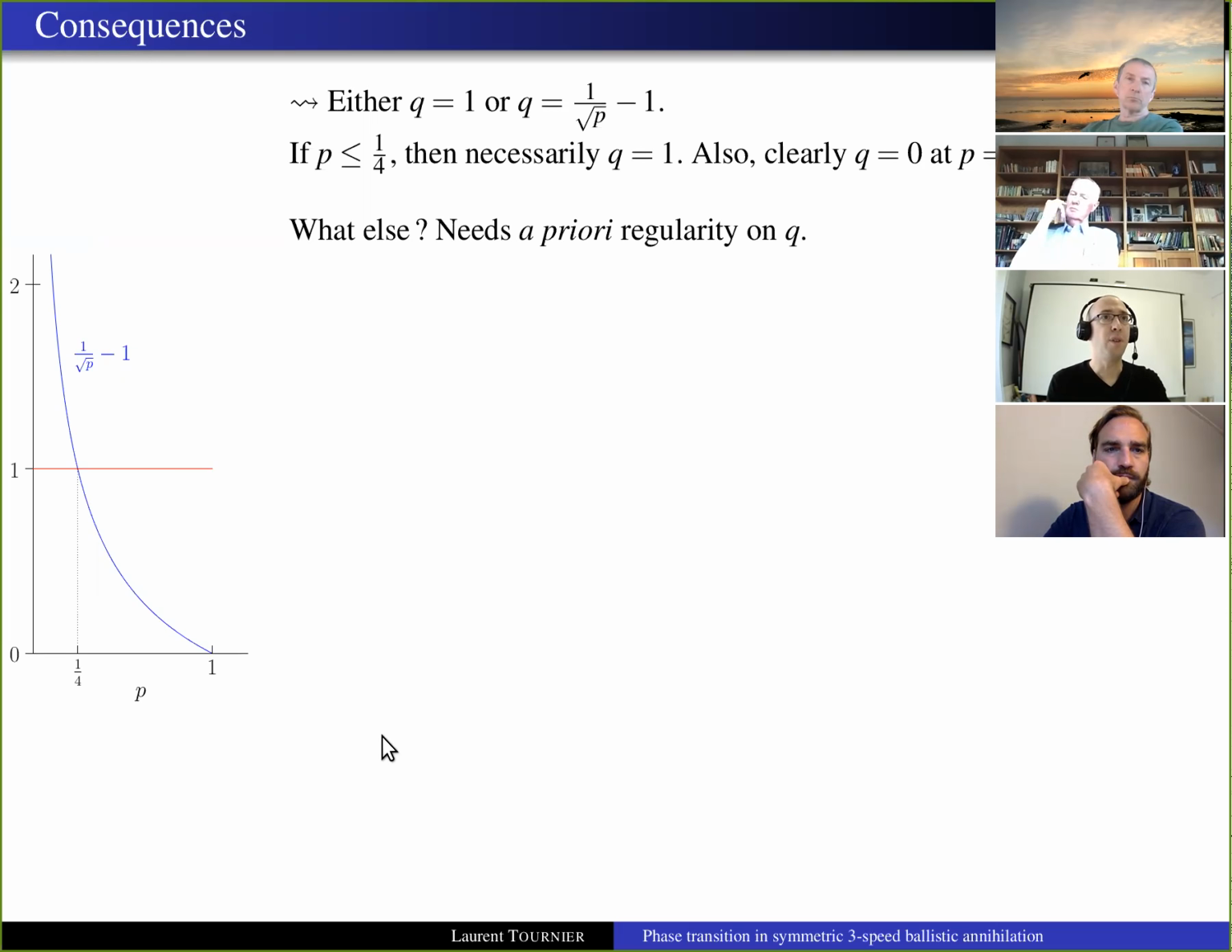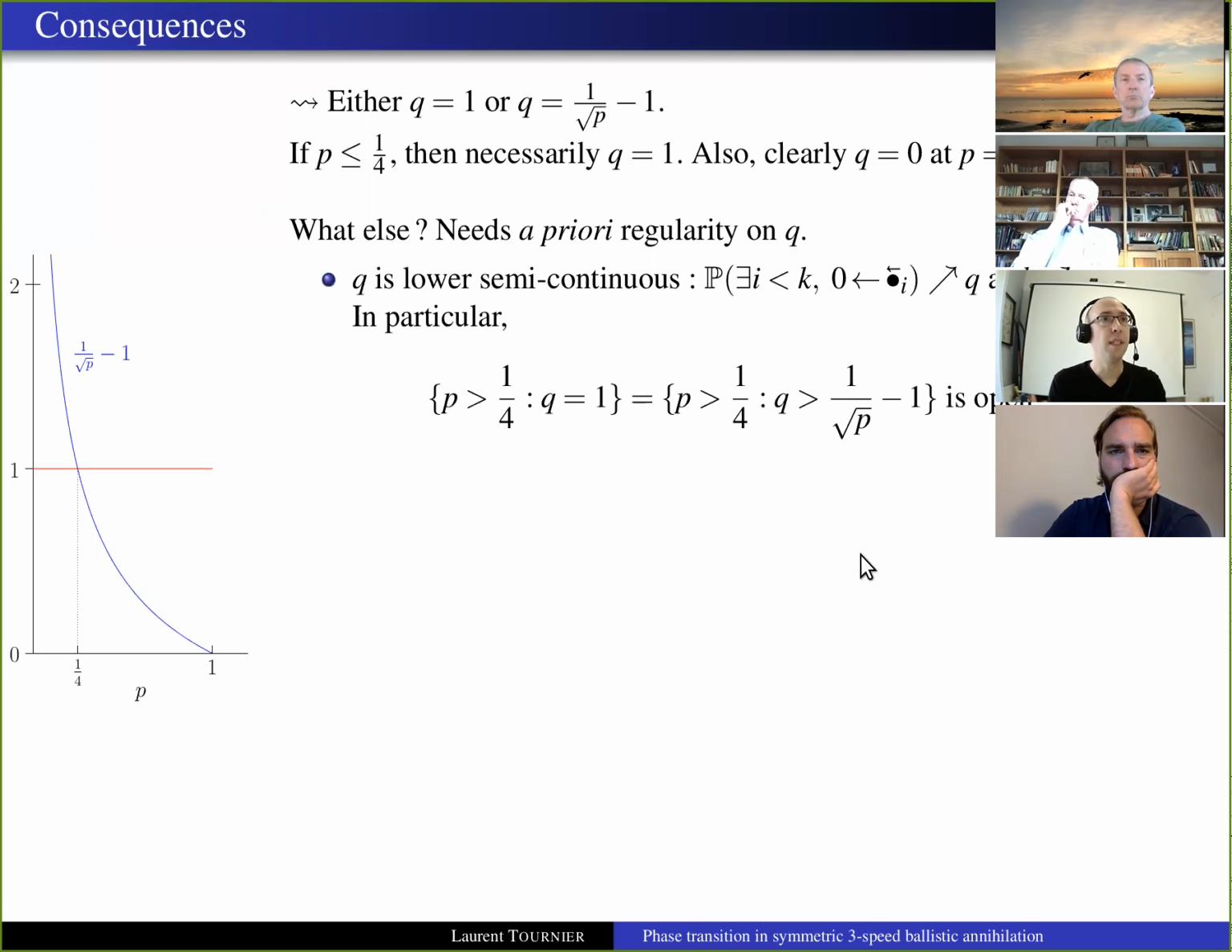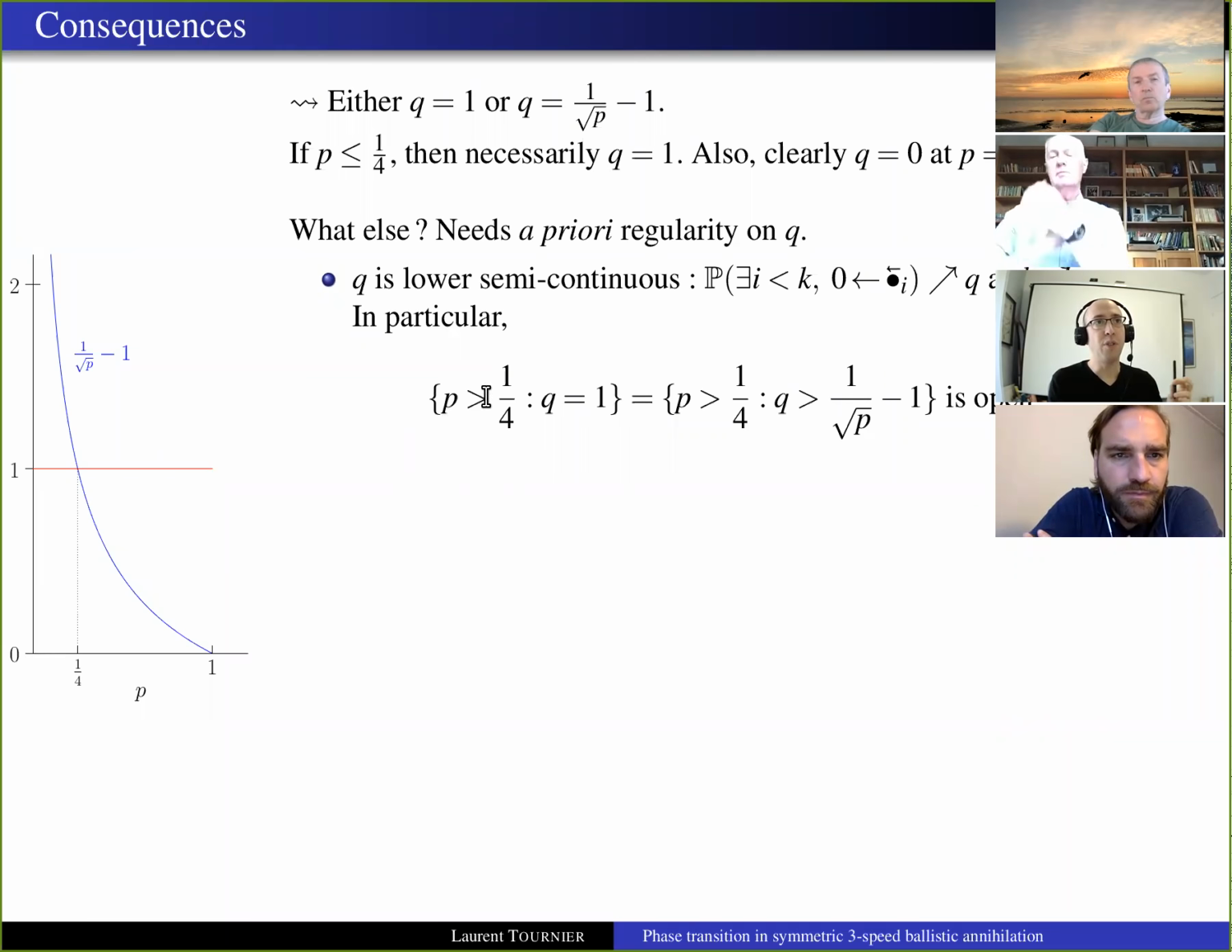But still, you still need some regularity of q. So q again is the probability that on the half line 0 is hit from the right. So one direction is simpler. You can prove that q is lower semi-continuous. It's an increasing limit of continuous functions, simply because to check that 0 is hit from the right, you can check up to distance k. If 0 is hit from the right by distance k, then it's also true for larger distances, since, as I said, if a particle hits 0, then it cannot be hit from the right itself. And this depends on a finite configuration, so it's a polynomial in p. It's indeed continuous. Using this, you can get that the set of subcritical probabilities, so p larger than 1/4, where q equals 1.